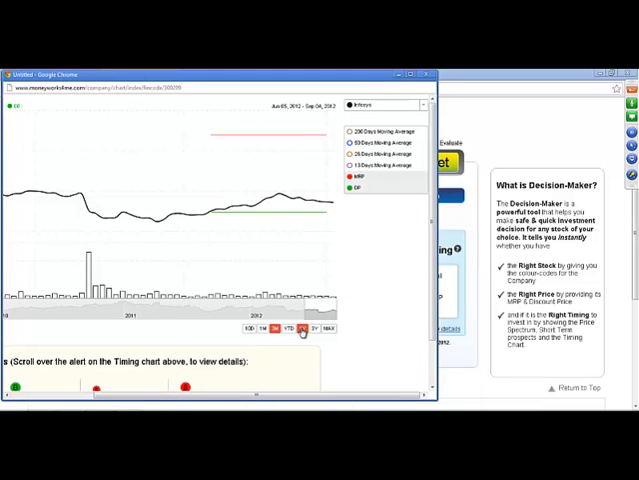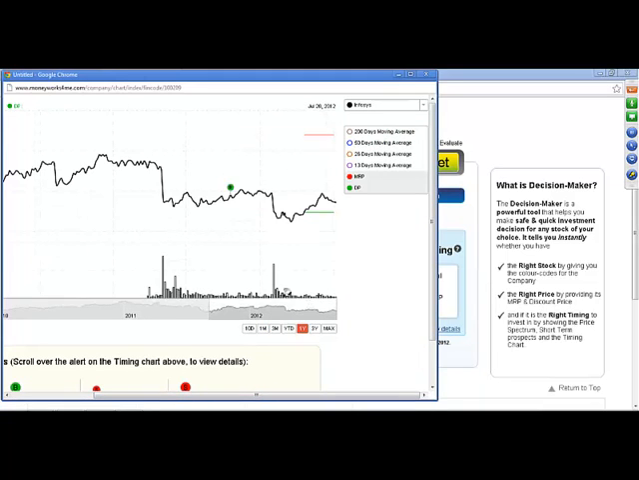Okay, so this is the timing chart for Infosys. As you can see, a buy signal was generated for Infosys sometime around June, July. After the buy signal, the price saw a bit of a fall, and again it has recovered now, and it is currently in the hold zone.